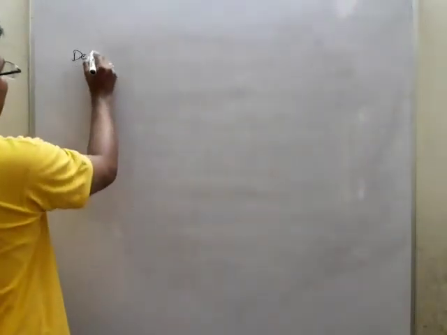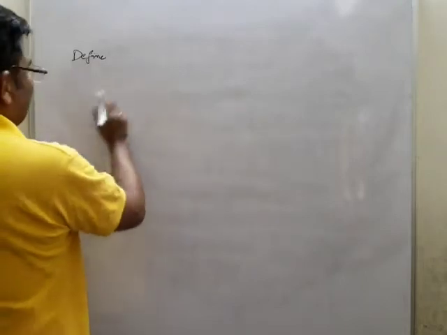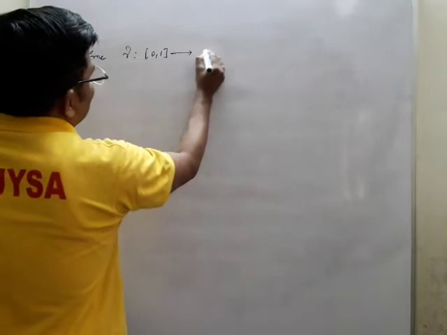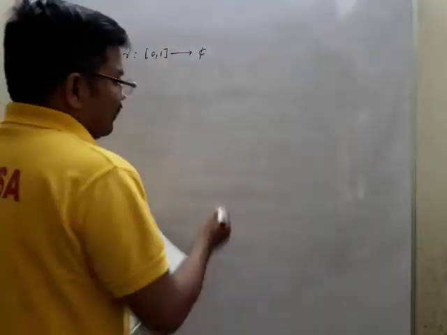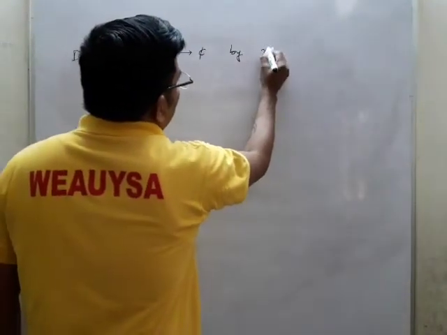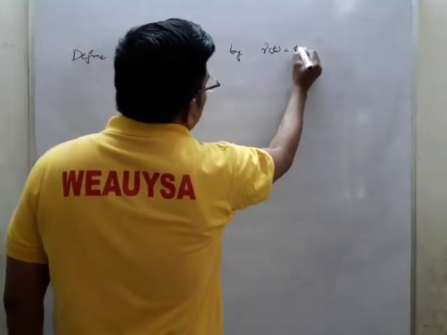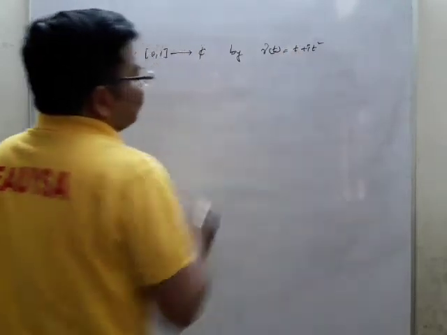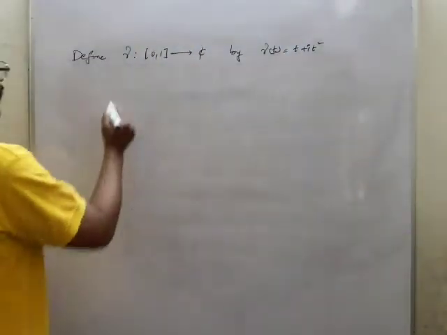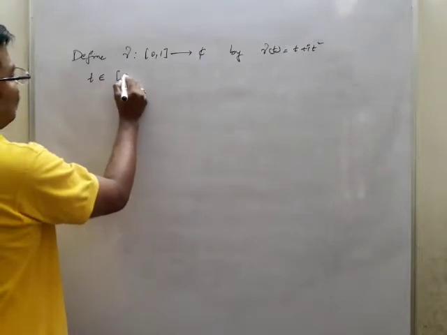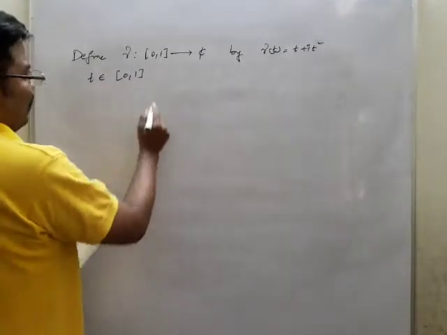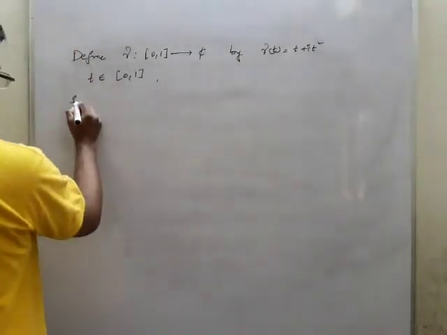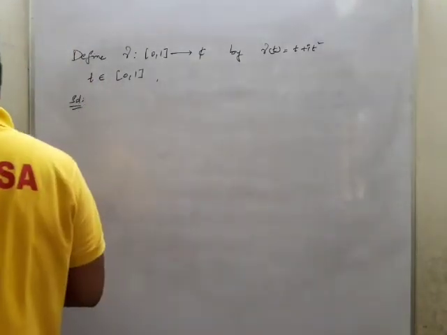Define gamma from [0, 1] maps to the complex region by gamma of t is equal to t plus i t square, where t belongs to [0, 1]. Okay, and we need to prove this one. Now the solution is like this.